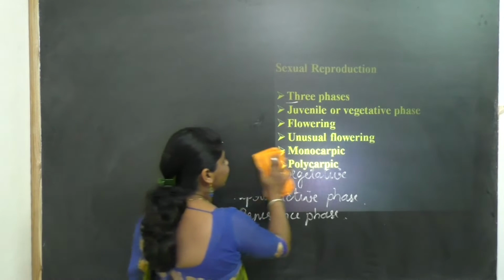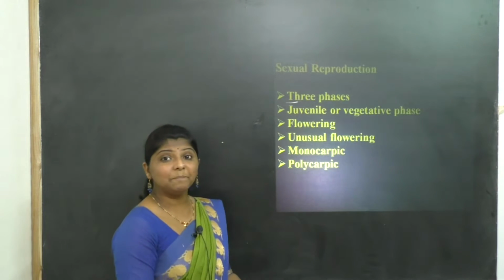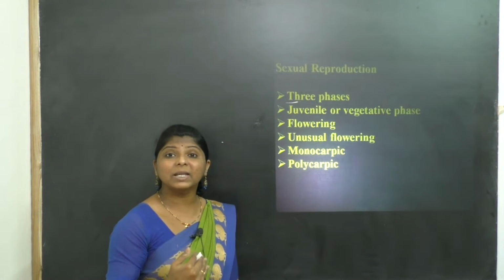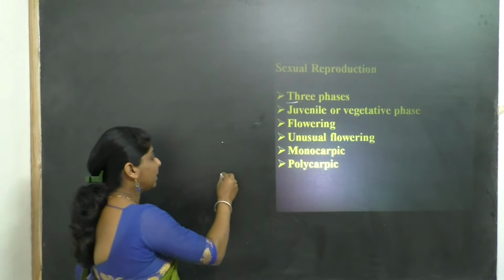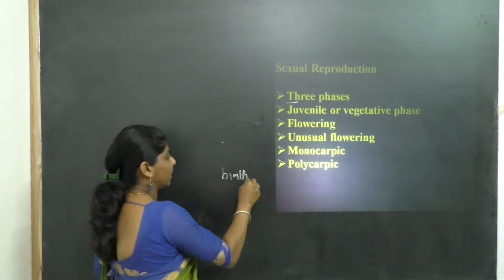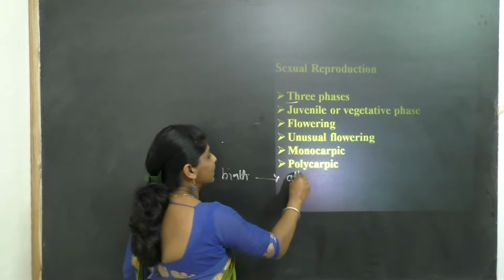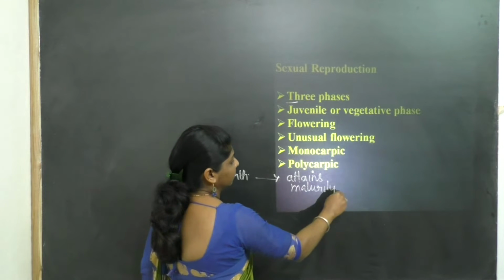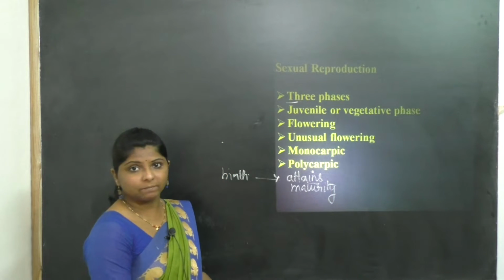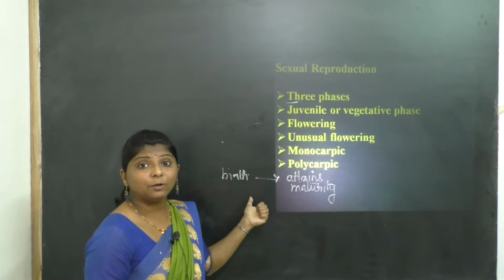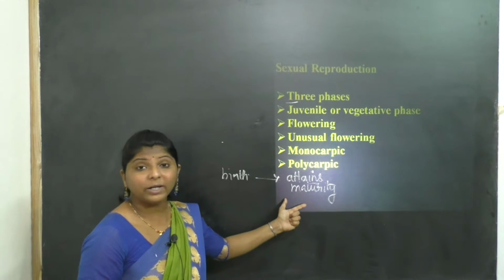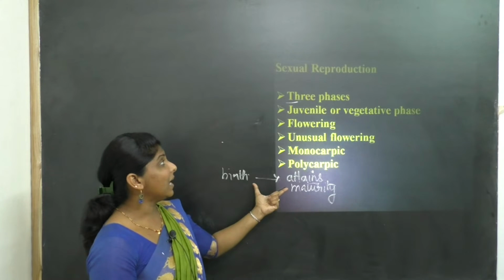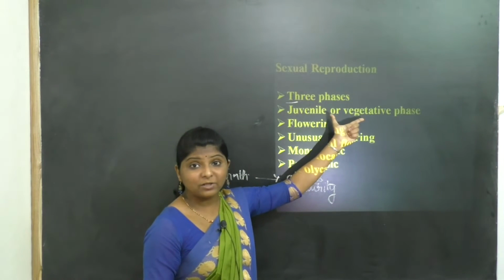The juvenile or vegetative phase is the period where an organism shows growth so that it becomes capable of reproducing. The period from birth until an organism attains maturity, or becomes capable of reproducing, we call the juvenile or vegetative phase.